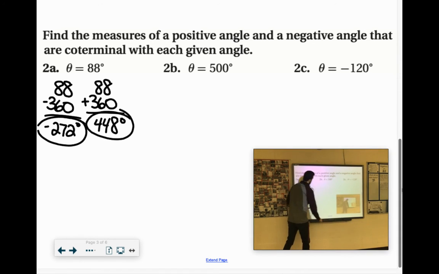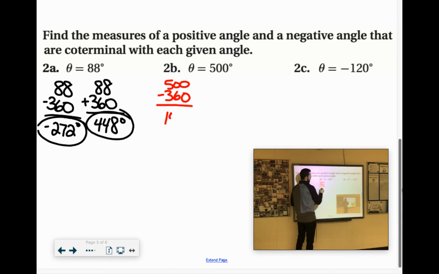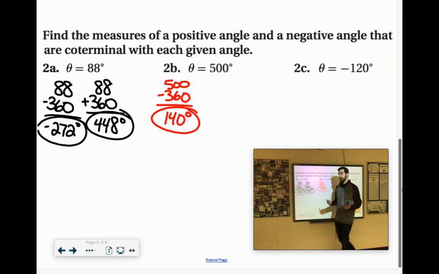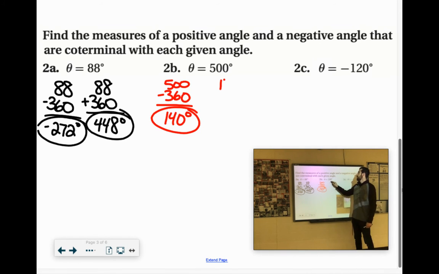Cool. 500 degrees. We did 500 minus 360. We're left with 140 degrees. It's still a positive coterminal angle, so we would need to do that minus 360 more, which will give us negative 220. Great.